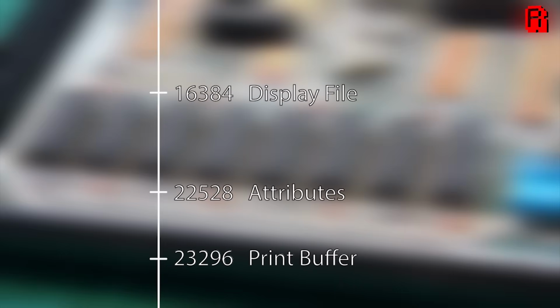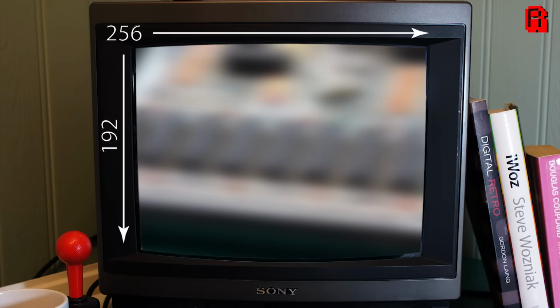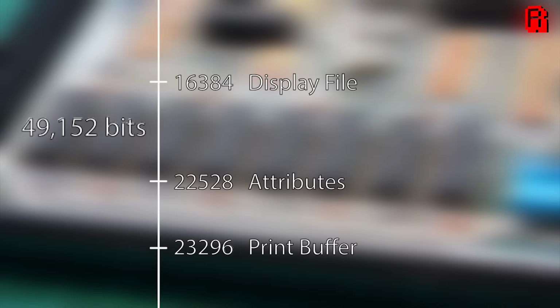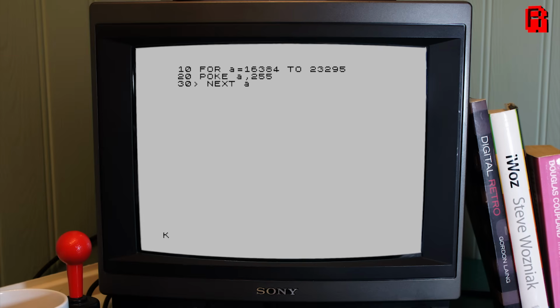The total size of the display file section of the memory is 49,152 bits, and that's no coincidence. The resolution of the ZX Spectrum screen is 256 by 192 pixels. Multiply those numbers and you get the same, 49,152. In other words, there's one bit of memory for every single pixel on the Spectrum screen. Set a bit to 1 in the display file and a pixel appears, set it to 0 and it disappears. We therefore have complete granular control of exactly where pixels appear on the screen, as you might expect.